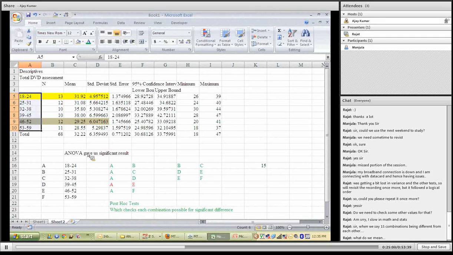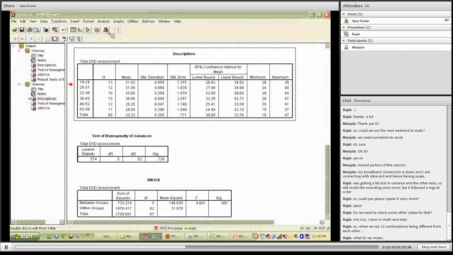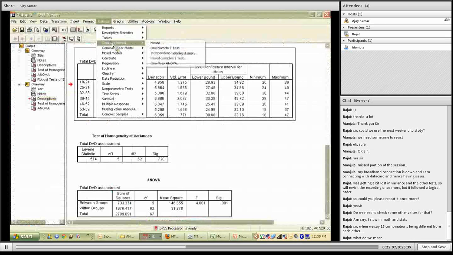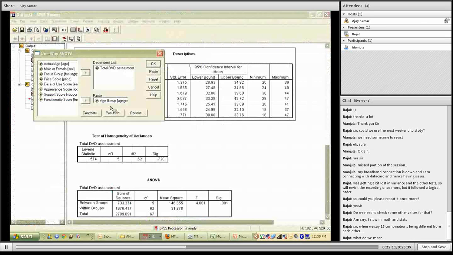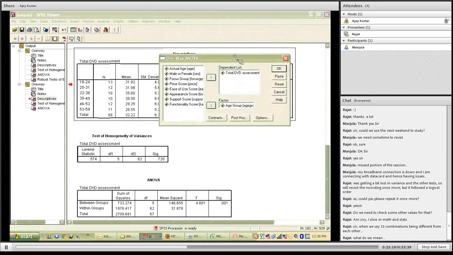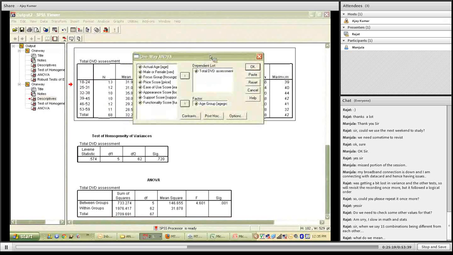Now for that we have to go back to our SPSS sheet. Go to Analyze, go to Compare Means, then I'm going into ANOVA. So these two things are already here, and you can see something which is post hoc here. Before going into it, you again have to remember the result of the Levene statistic, which is 0.720, which says that the variances across these groups are equal.